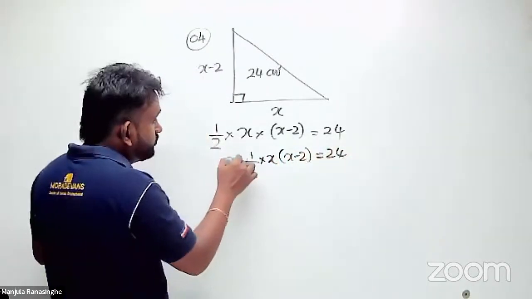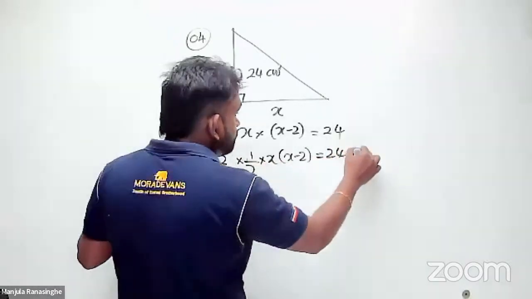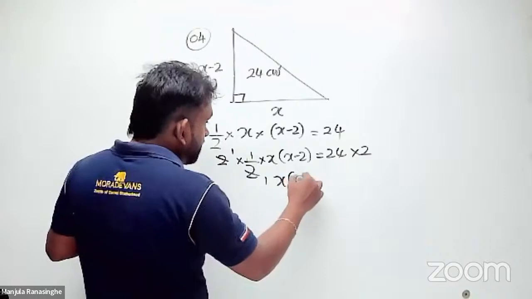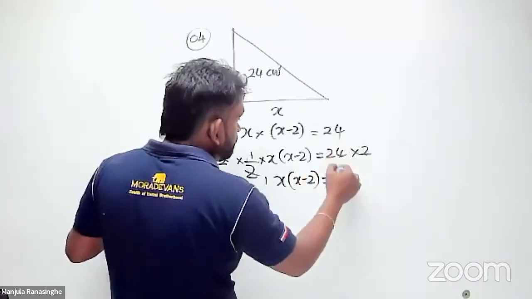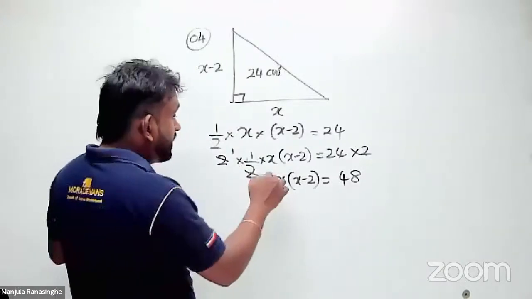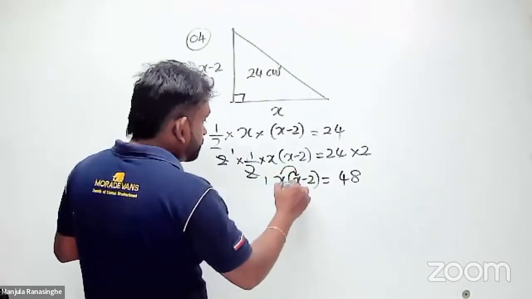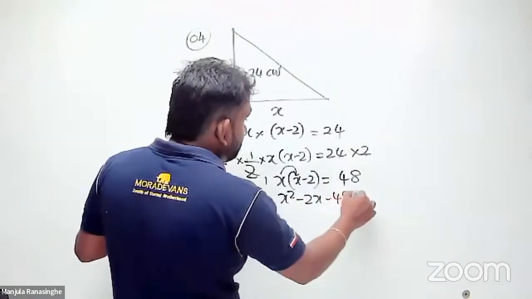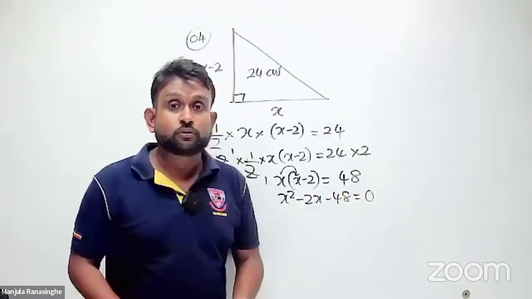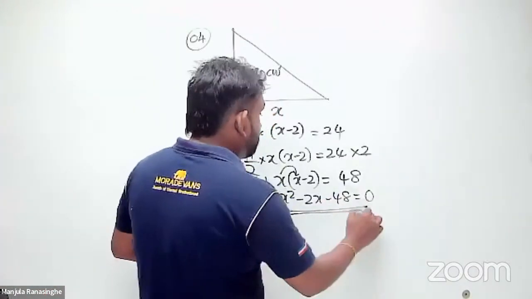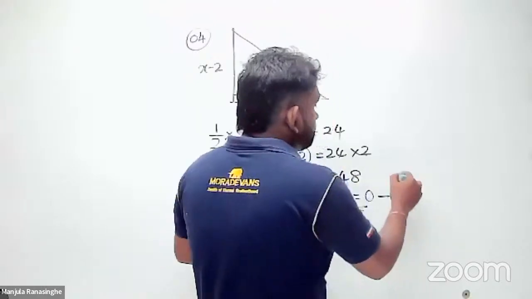I can eliminate this division by 2 by multiplying both sides by 2. Then 2 is cancelled. Then x into x minus 2 equals 24 into 2, 48. Then remove the bracket: x squared minus 2x, bring this 48 to the other side, minus 48 equals 0. Okay, so this is the first part they are asking. For building up this one, you have 3 marks there.